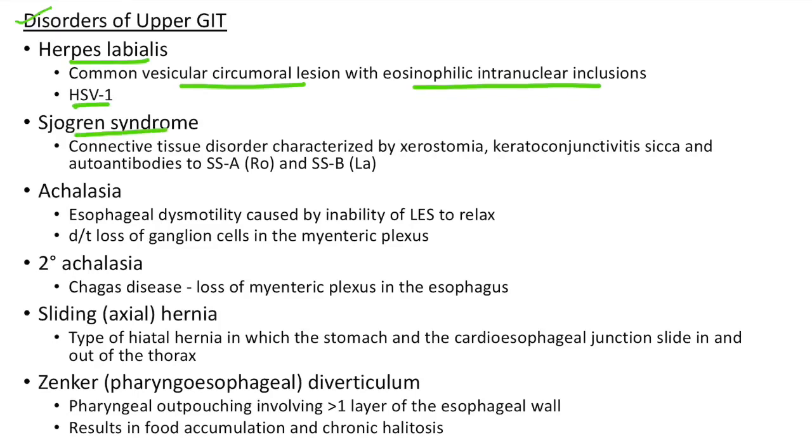Now let us see about Sjogren syndrome. It is a connective tissue disorder characterized by xerostomia or dry mouth, keratoconjunctivitis sicca, and autoantibodies to SSA, that is RO, and SSB, that is LA antibodies.